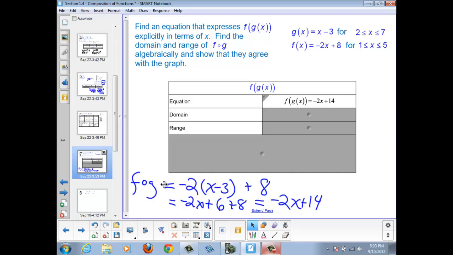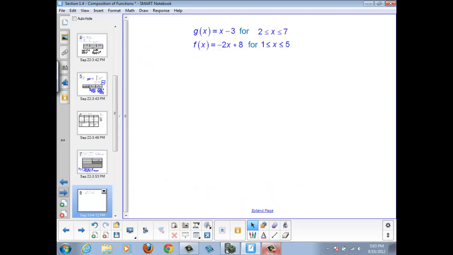Now, to find the domain is a little bit trickier. What we have to think about is the process that either worked or broke down in our earlier question. First thing we do is we say that for our domain, we can't get started unless it's true that x is between 2 and 7, because g, we need to plug a value into g as our first step. So first, that has to be true.